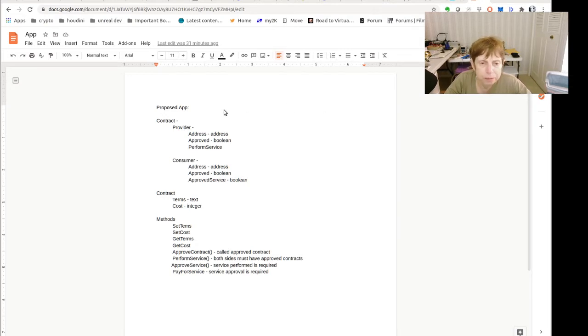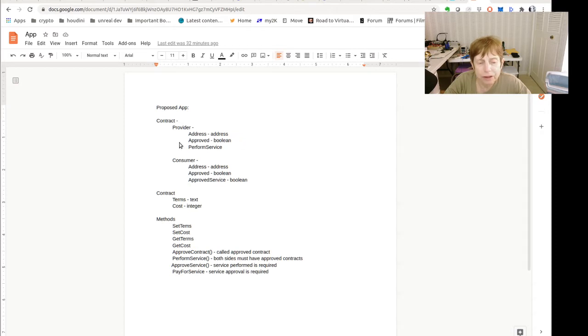Very simple. You have a provider, and that's the person who's going to actually start the contract. And they have an address. They have whether they approved the terms and whether they performed the service, which is also a Boolean. And then the consumer, again, the consumer has an address. They have whether they approve the terms and whether they approve the service.